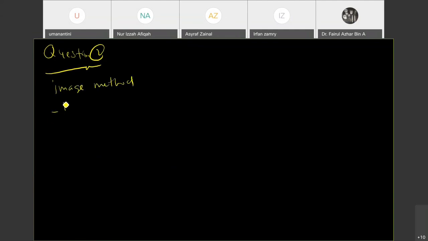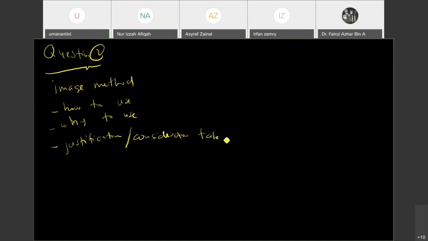Okay, how to use, why to use, and your justification. Justification, or maybe what is the consideration that we need to take in the image method. Okay, so that one is question number 2.